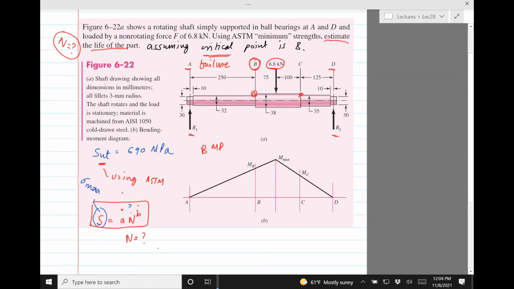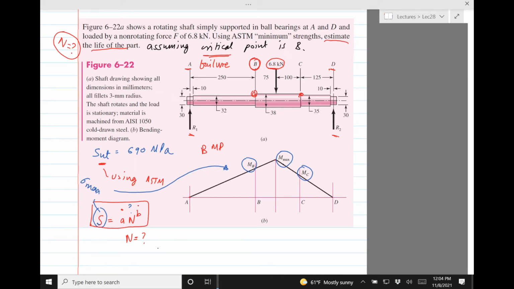Okay, so N max will come from this diagram, clearly. So then we have a few candidates for the maximum stress. We have M max, MB, MC. Now you would think that M max will give you sigma max, right? It turns out that that's not true. It turns out that MB is the point where you have maximum stress.